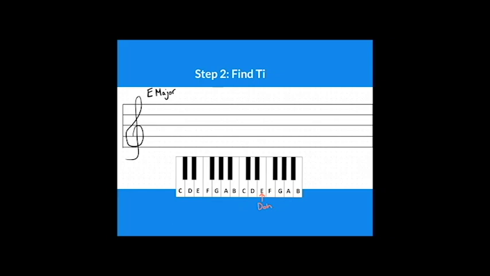From do, we need to find T. Remember that T to do is a half step, so to find T, all we need to do is go one half step down from do, which puts us on this black key, which is D sharp. So now we know that D sharp is T, which means that we also know that the last sharp in E major's key signature is D sharp.